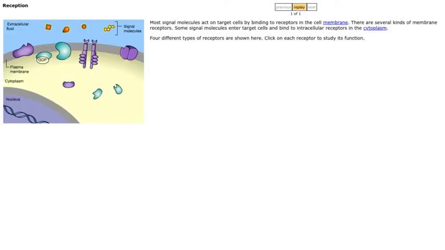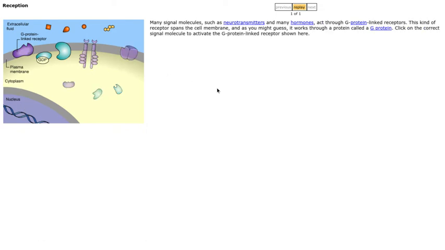Most signal molecules act on target cells by binding to receptors in the cell membrane. There are several kinds of membrane receptors. Some signal molecules enter target cells and bind to intracellular receptors in the cytoplasm. 4 different kinds of receptors are shown here. Click on each receptor to study its function.